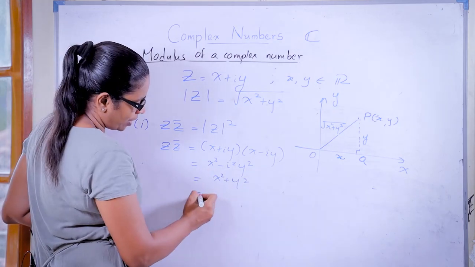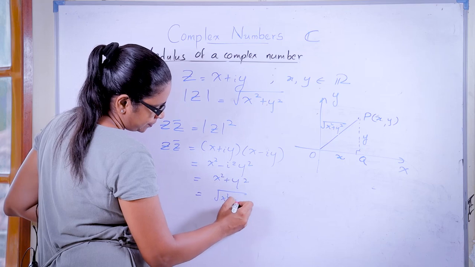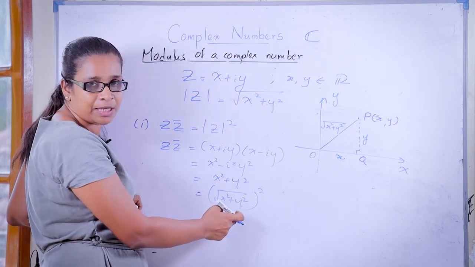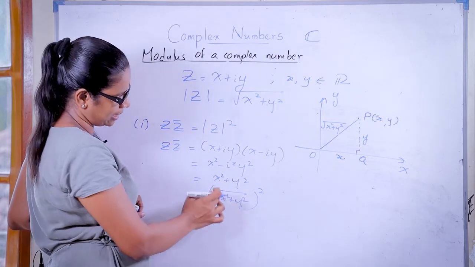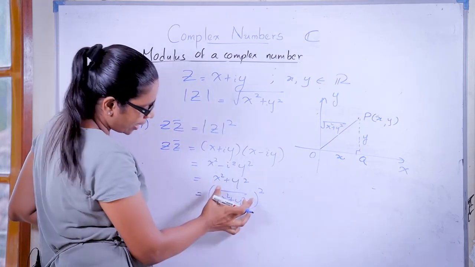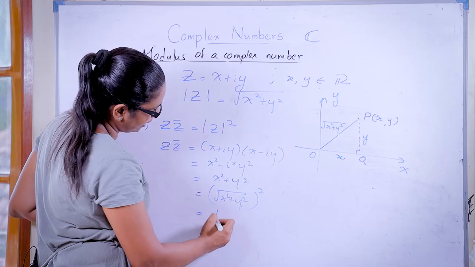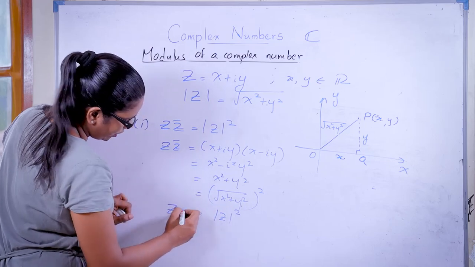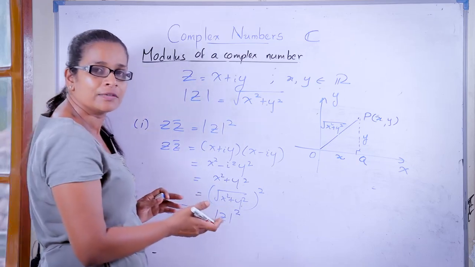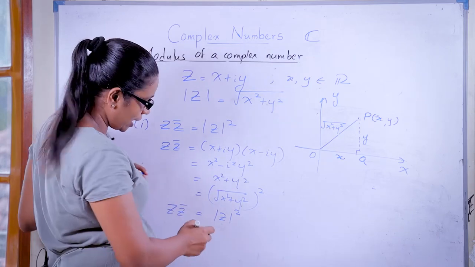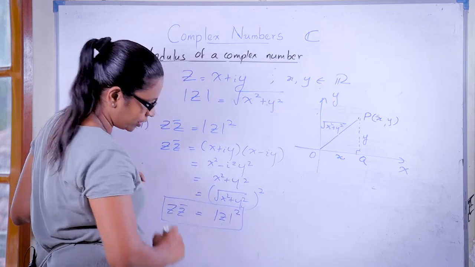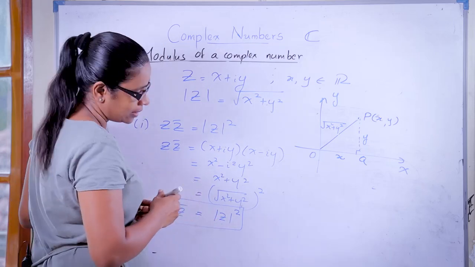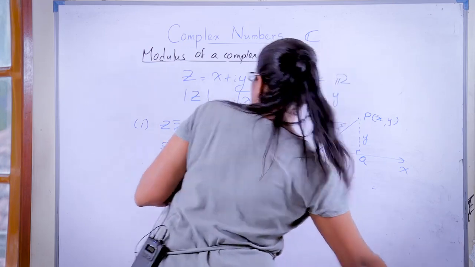This one you can write as the square of the root of x squared plus y squared, because this indicates the modulus. So I can write, instead of this, modulus z squared. So I have now proved z into z bar equals the square of the modulus. This is a very important theory. You can remember it and you can easily prove it. Okay, let's talk about something else.